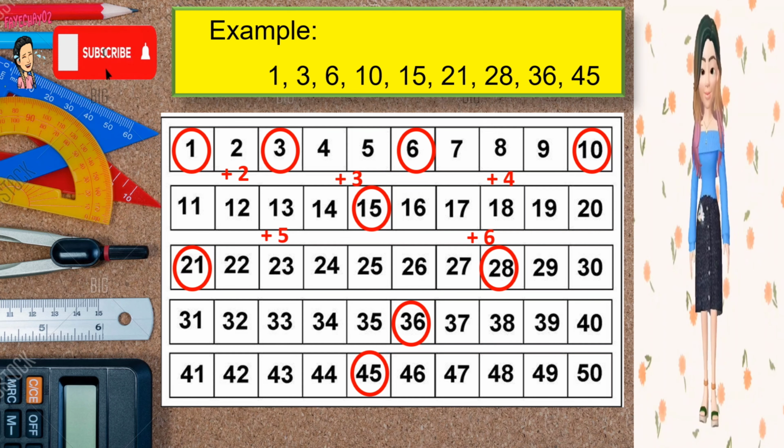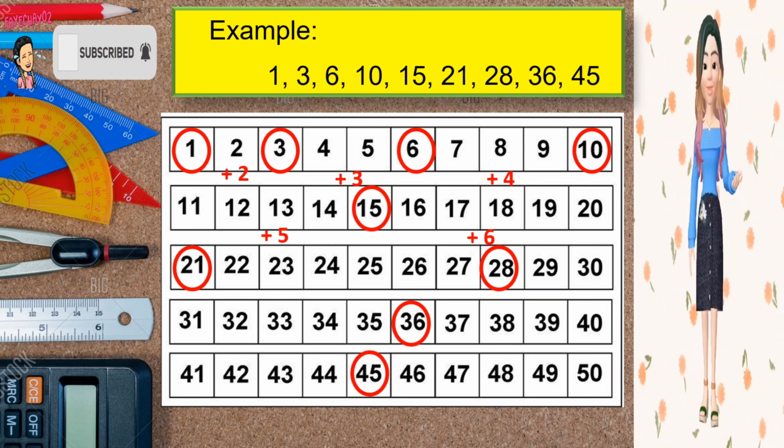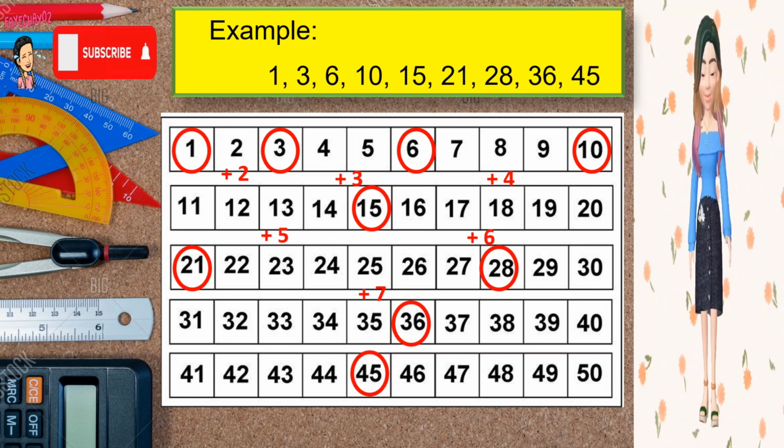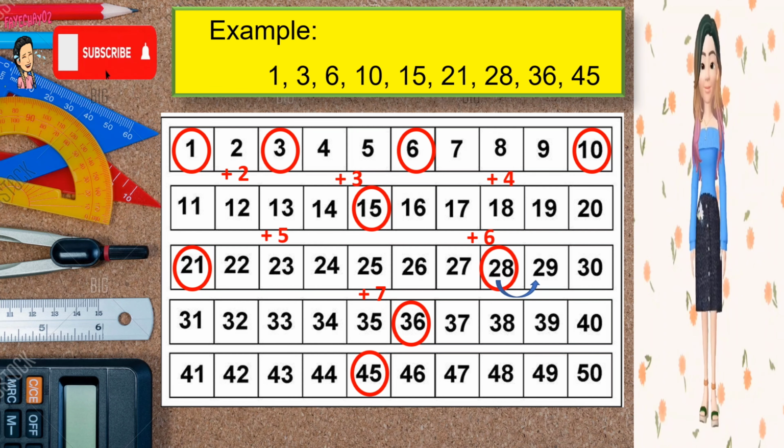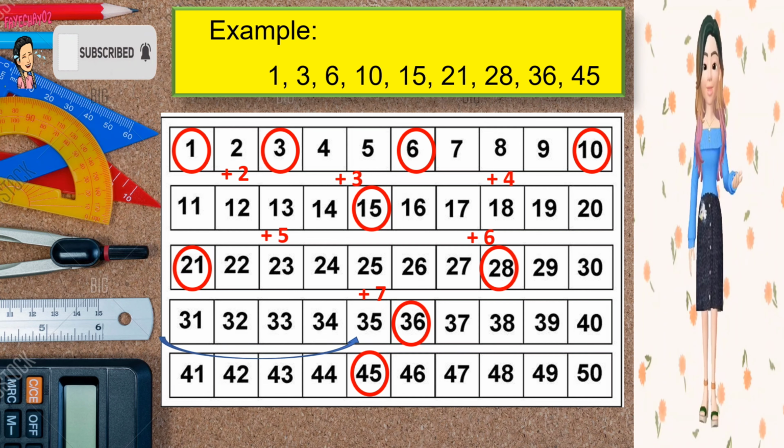Again, difference between the 6th term and the 7th term. Let us count: 1, 2, 3, 4, 5, 6, 7. So, the difference between the 6th term and the 7th term is 7. So, plus 7. 21 plus 7 is 28. Then, difference between 8th term and 7th term. Let us count: 1, 2, 3, 4, 5, 6, 7, 8. So, plus 8.